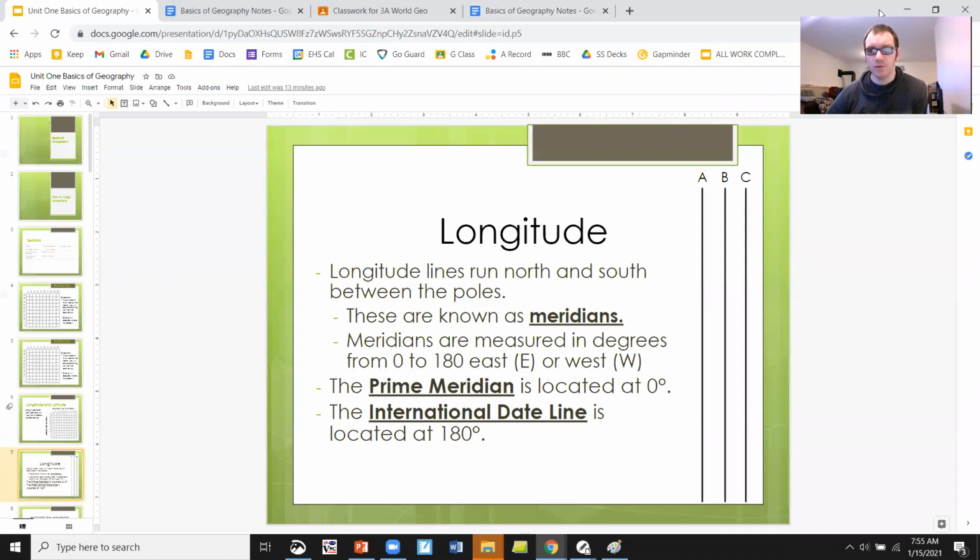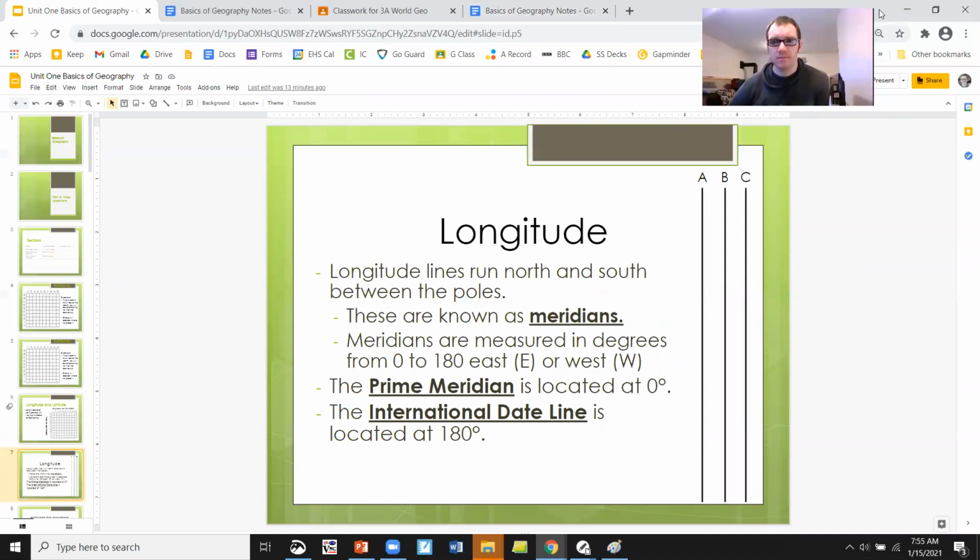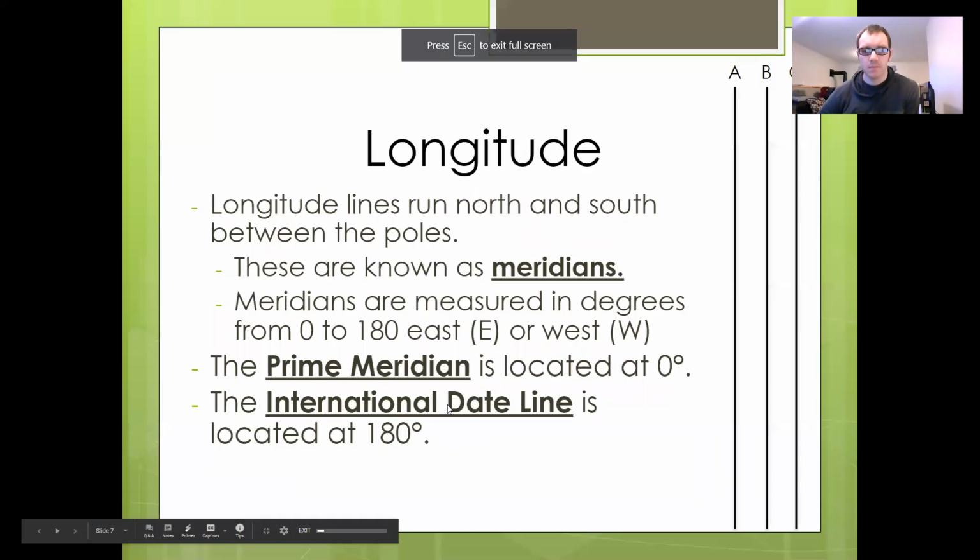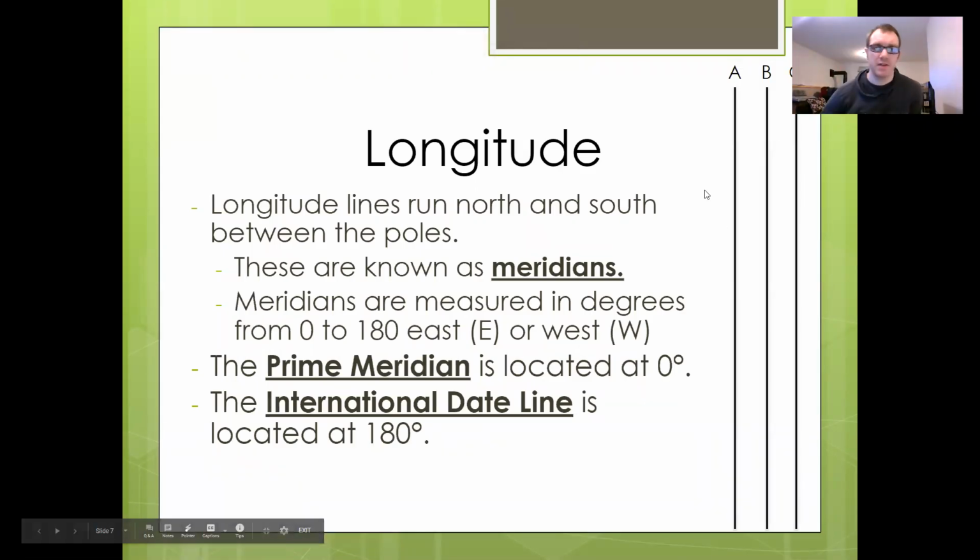So longitude is going up and down, okay? It's like when you put books on a bookshelf. That's what I think of. So the lines run north and south between the poles, and they're known as meridians. And meridians are measured in degrees from 0 to 180 east and 0 to 180 degrees west, okay? The prime meridian is located at 0. The international dateline is located at 180 degrees.